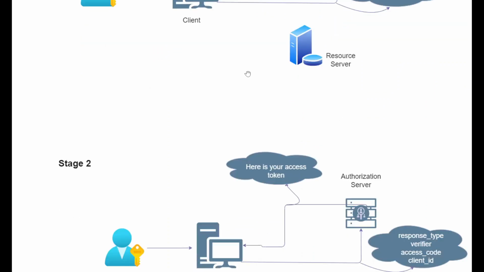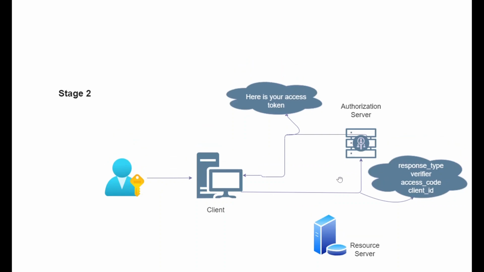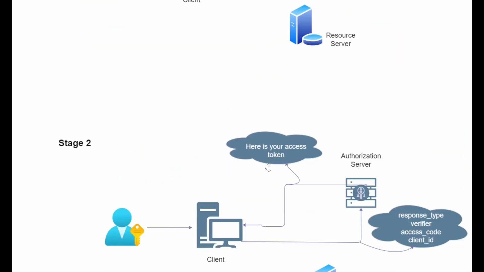Now, for the second stage, the client, who also has his credentials, which have also been configured, would send a request to the authorization server requesting an access token. But this time around, the client is going to provide some other values, which include the response type, the verifier, the access code, and the client ID. Now, pardon me, there's an error here. This time around, there will be no response type. The response type only goes in the first stage. So just take note of that.